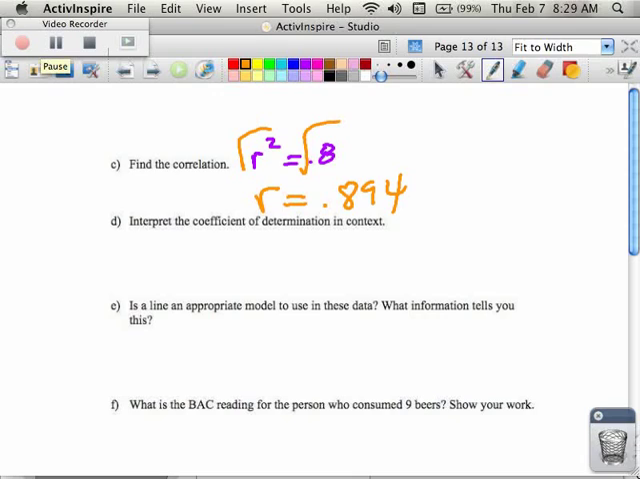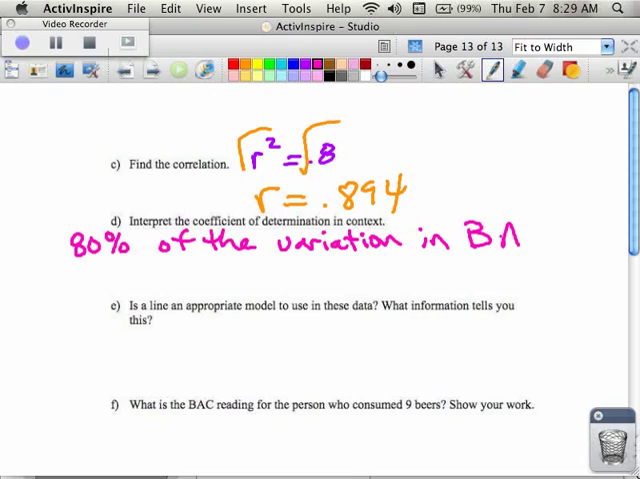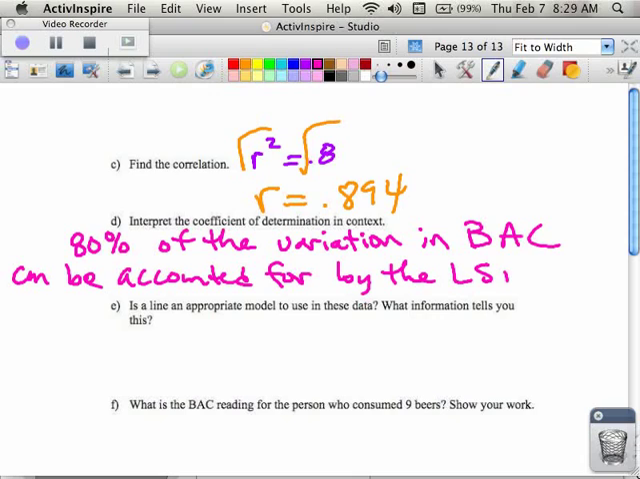Yes, r squared. What does this mean? This means that 80% of the variation in BAC, because that's your response variable or your y, or 89.4%? No, 80%, accounted for by the LSRL.